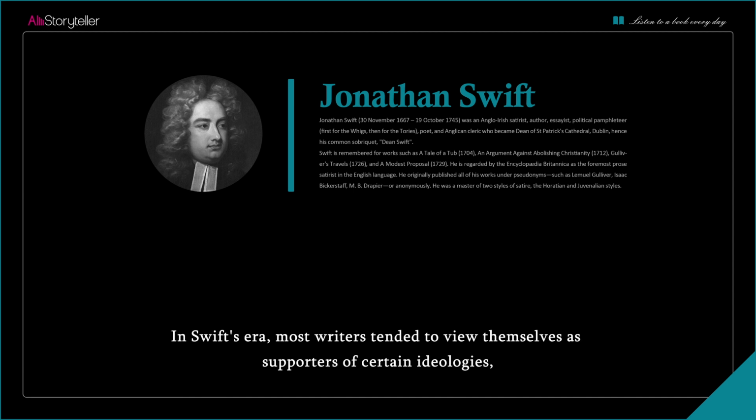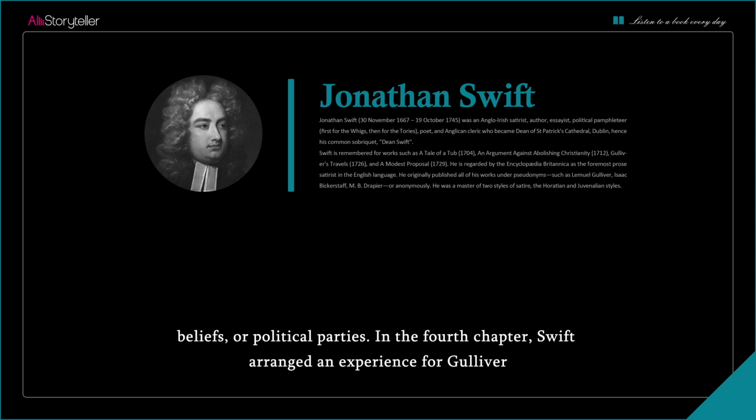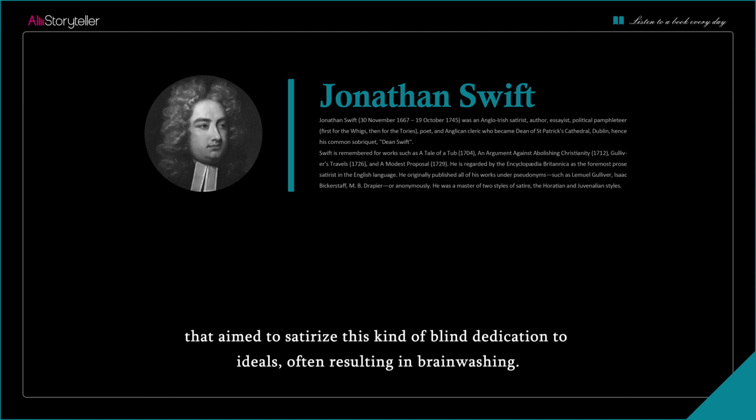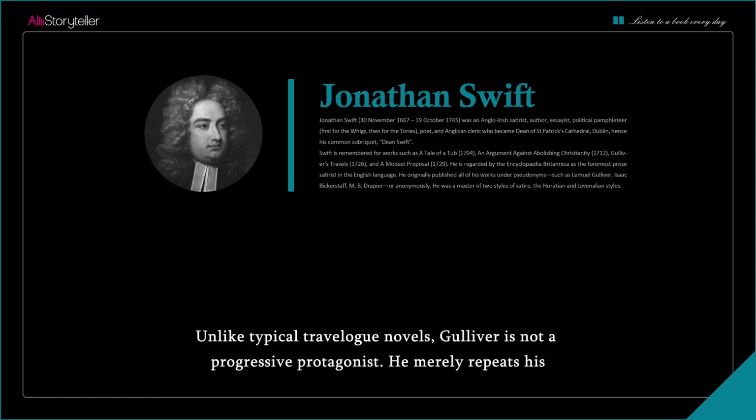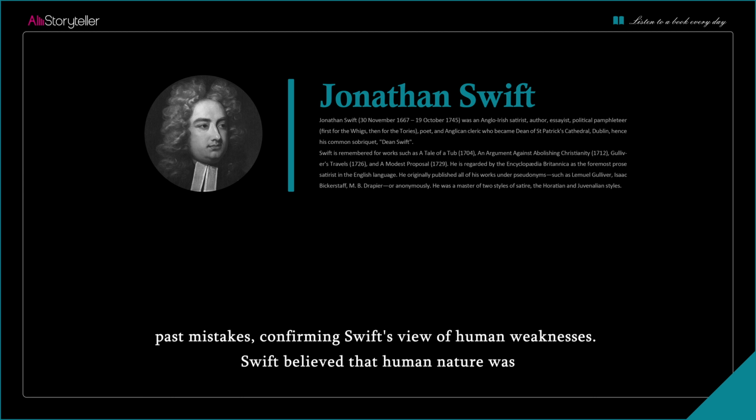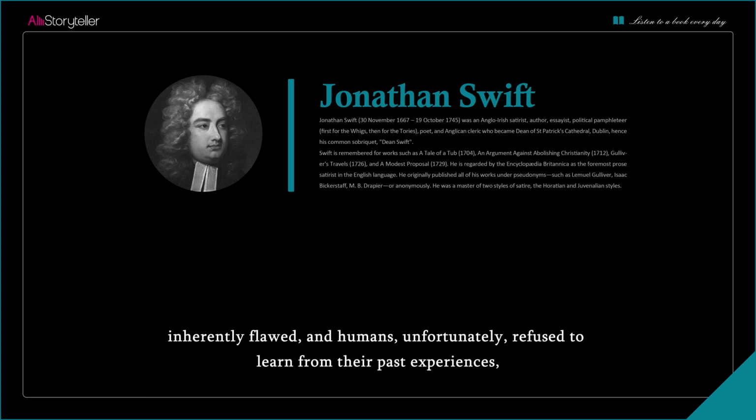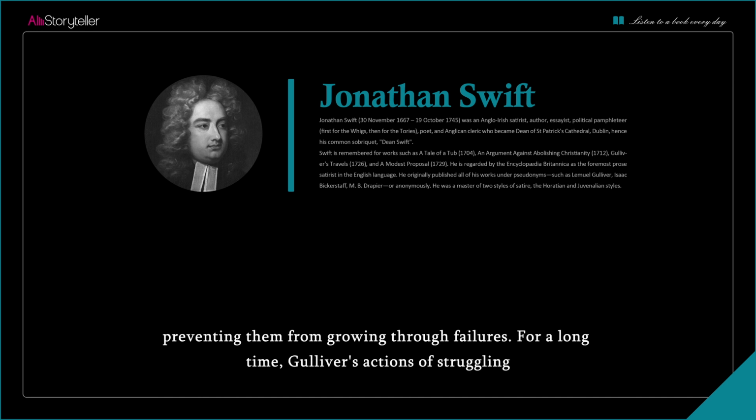In Swift's era, most writers tended to view themselves as supporters of certain ideologies, beliefs, or political parties. In the 4th chapter, Swift arranged an experience for Gulliver that aimed to satirize this kind of blind dedication to ideals, often resulting in brainwashing. Unlike typical travelogue novels, Gulliver is not a progressive protagonist. He merely repeats his past mistakes, confirming Swift's view of human weaknesses. Swift believed that human nature was inherently flawed, and humans, unfortunately, refused to learn from their past experiences, preventing them from growing through failures.